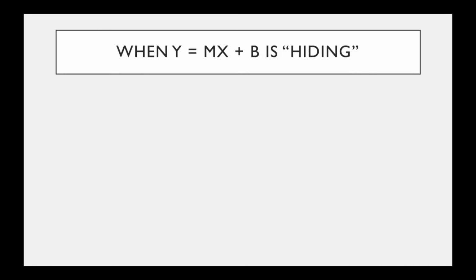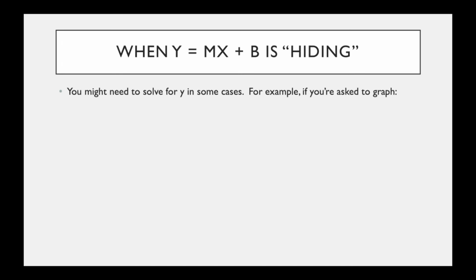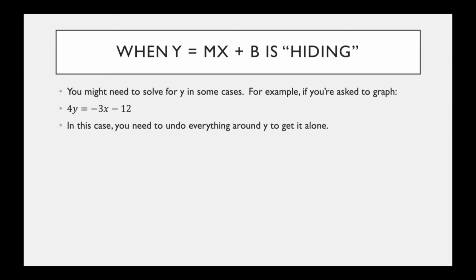Now there are situations when y equals mx plus b is quote-unquote hiding, when it's not already in the proper form for you to graph. So you might need to solve for y. For example, in some cases, if you're asked to graph 4y is equal to negative 3x minus 12, in that case, you would need to undo everything around y to get y alone. So right now next to y is multiplying by 4. To undo that, you'd have to divide by 4.